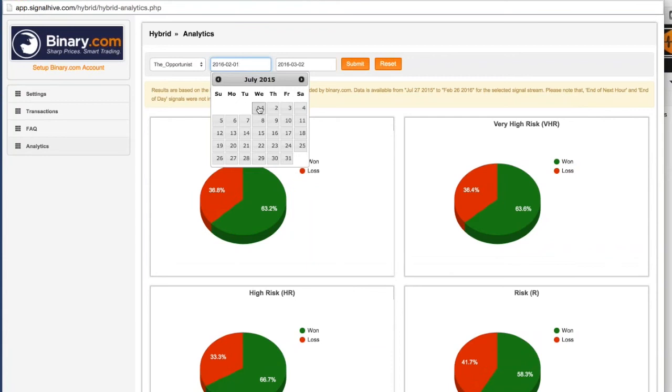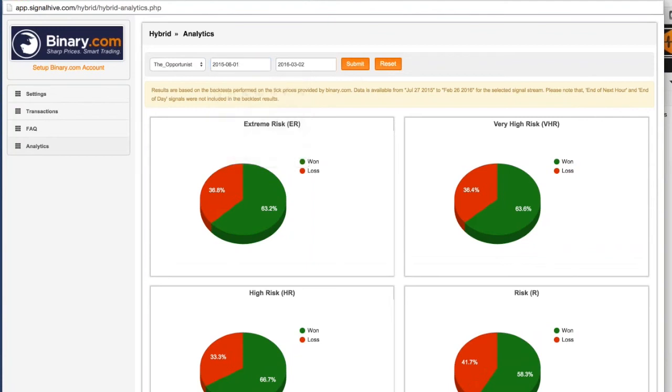For someone who has no time to be on Hive, someone who is fully automatically trading Hive on binary.com, or whichever other brokers we end up integrating. We're currently in talks with more. So, how does this actually pan out for Opportunist? Let's go back to the 1st of June last year and take a look at it until today.